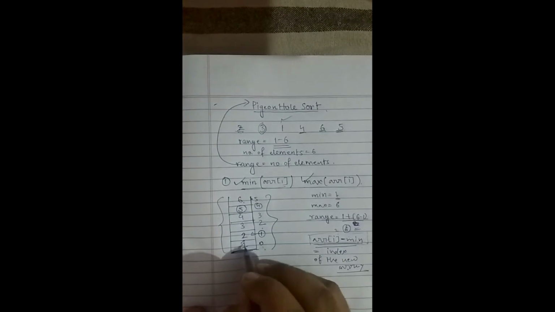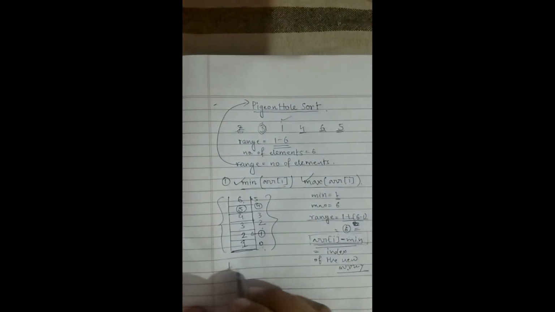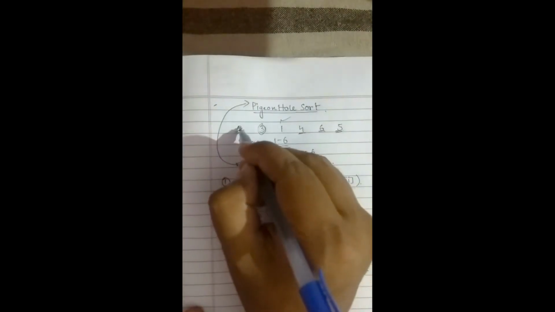After getting this list, you simply copy it back to the previous array. This is the sorted list: 1, 2, 3, 4, 5, 6. So you copy these elements to the original indices: in place of 2 you copy 1, then 2, 3, 4, 5, 6. We will talk about time complexity and space complexity later. So this is the algorithm.